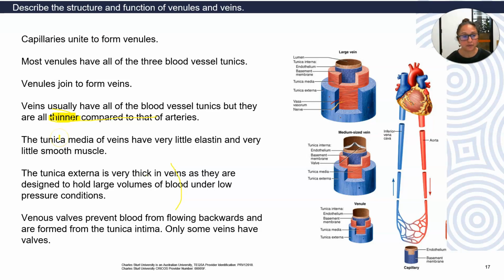The other difference between an artery and a vein is that veins don't really have a lot of recoil, and they also don't have a lot of smooth muscle, okay? So veins essentially are there to bring the blood back to the heart instead of distributing the oxygenated blood.